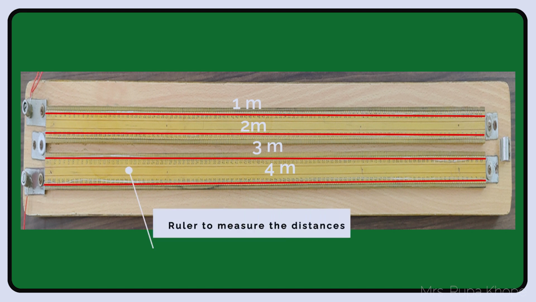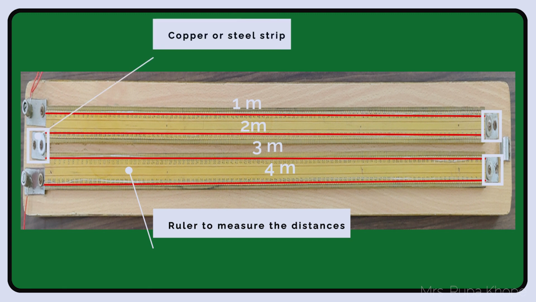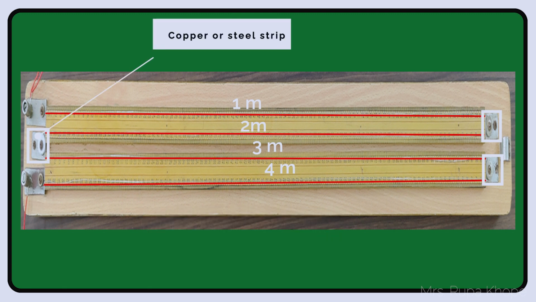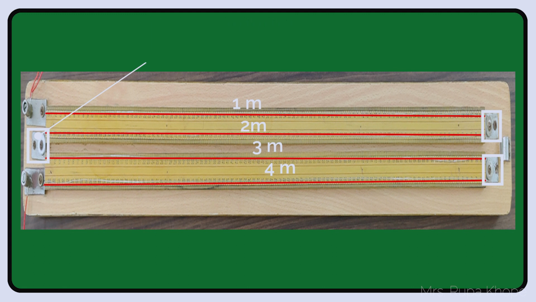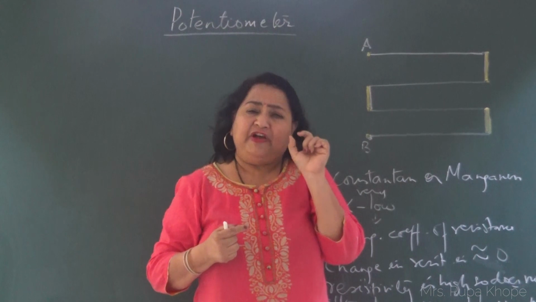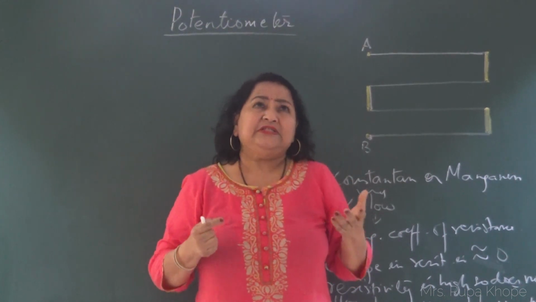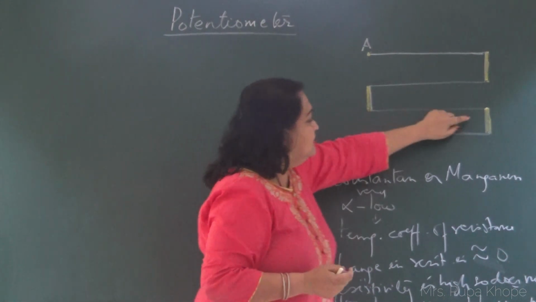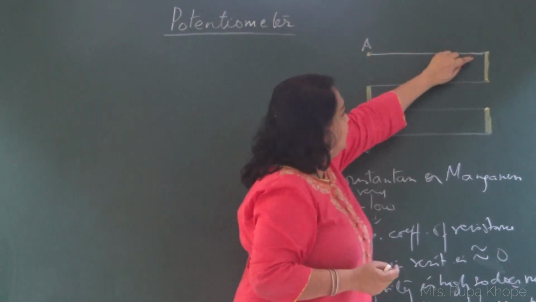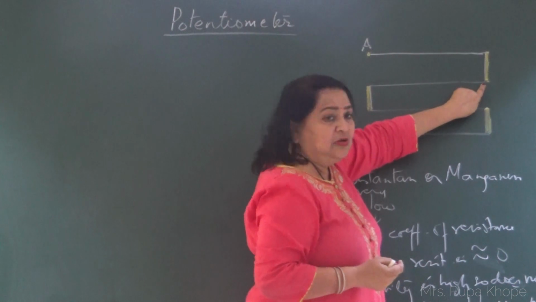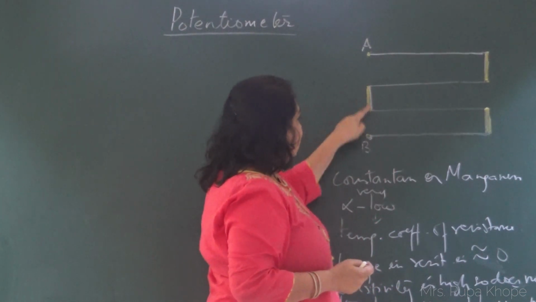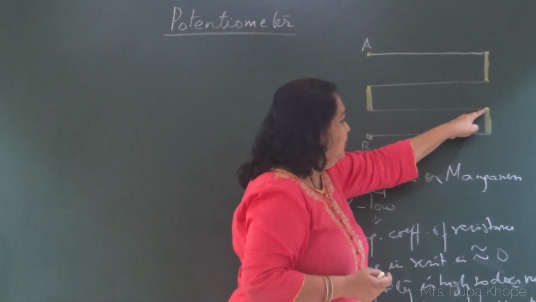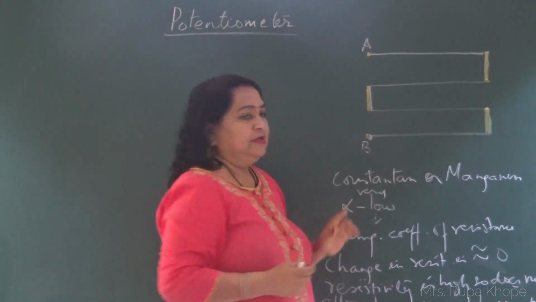Now you can see here this connection. There is a copper or a steel strip. You can understand it is a good conductor of electricity, and those strips are thick. Since they are thick, they have very low resistance, that means it may be almost zero. So there is a connection here and a connection here. This 1 meter is connected to this. So this is also 1 meter, 2 meter, 2 meter, 3 meter, 3 meter, and this is 4 meter.